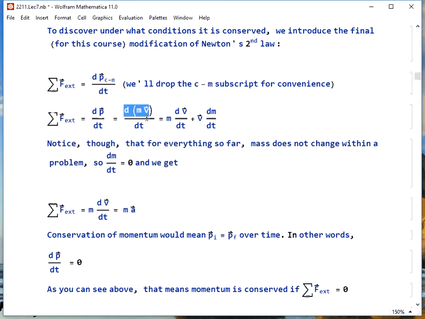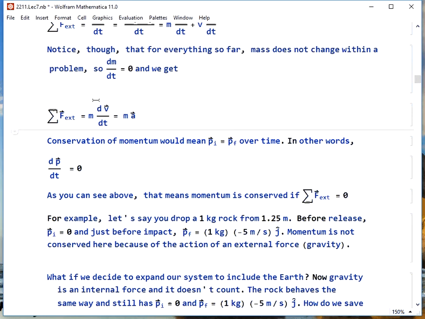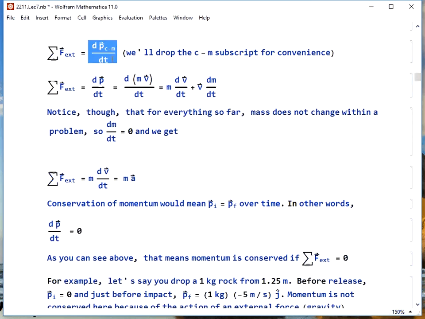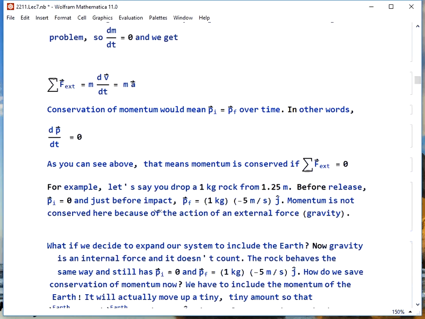We can write that using the basic calculus. We get m dv/dt plus v dm/dt. For everything we've done so far, the mass hasn't changed with time, so this term would be 0, and we end up with m dv/dt, which is of course just ma. This is the reason we start you out small with F equals ma. What it should really be is F equals dp/dt. If momentum is conserved, that means p_i equals p_f at different times. That would mean dp/dt is 0. So, using this, the way dp/dt gets to be 0 is if all the external forces sum to 0.